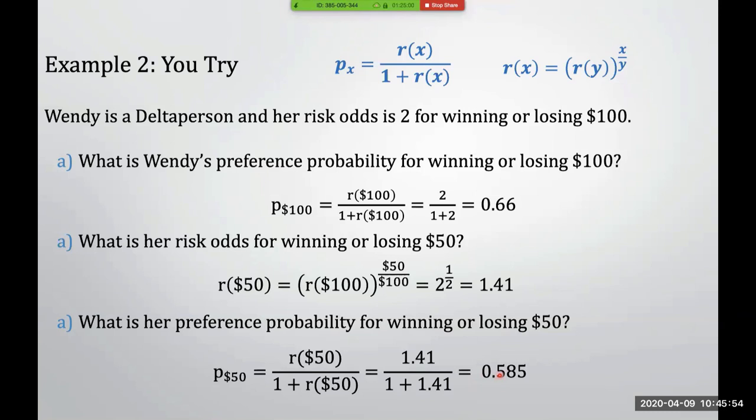Okay, so this is the end of the lecture on risk odds and the utility function of a Deltaperson. Yes, a lot of mathematics over here, so you may need to watch this video twice at certain parts to fully understand. But this will be very handy for you to solve problems for a Deltaperson, rather than using the U-curve, which takes a lot of guesswork in reading the numbers on the axis.